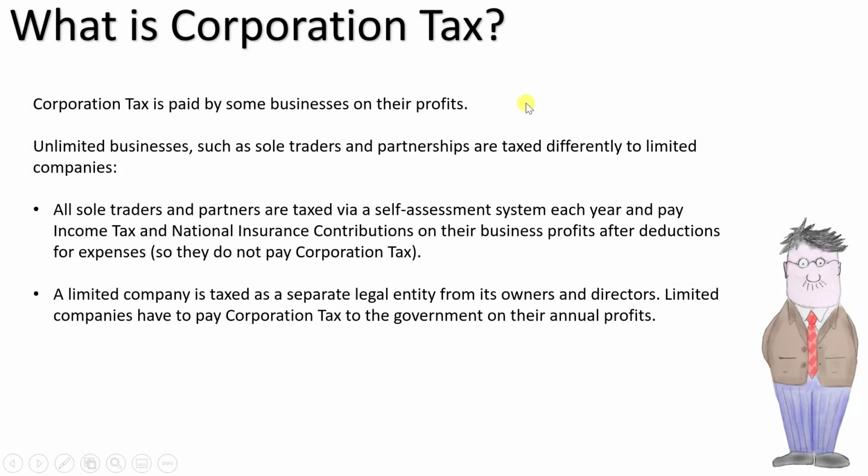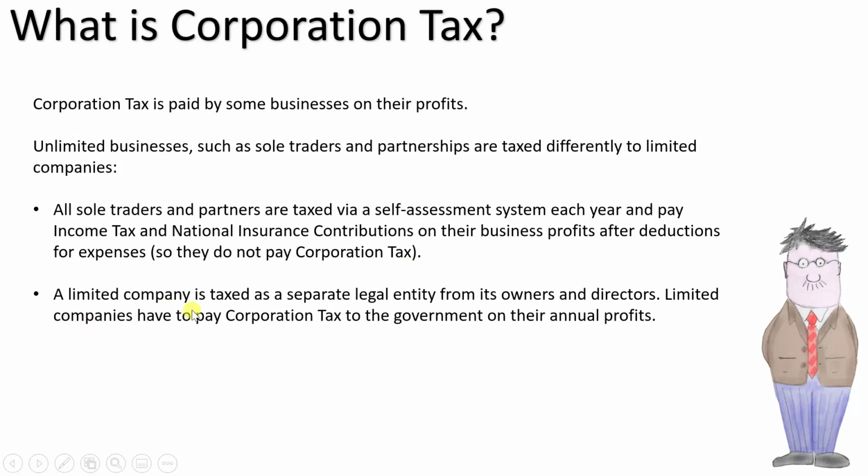What is corporation tax? Corporation tax is paid by some businesses on their profits. Unlimited businesses such as sole traders and partnerships are taxed differently to limited companies. All sole traders and partnerships are taxed via a self-assessment system each year and pay income tax and national insurance contributions on their business profits after deductions for expenses, so they do not pay corporation tax.